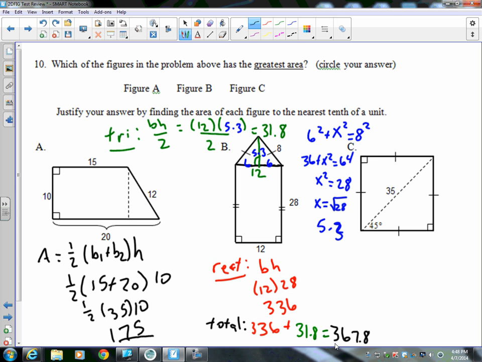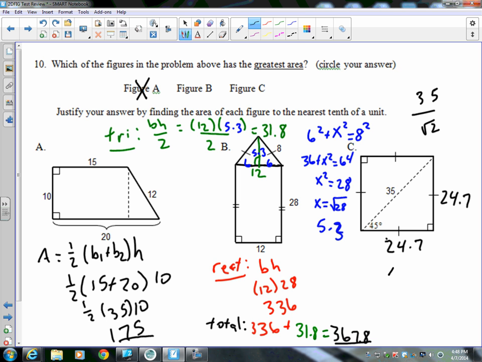So, given this, we know that it's going to be larger than this 175, so again, just like problem 9, we can mark out figure A. Figure C. In order to find figure C, we remember from the last time, from number 9, this side was 24.7. Again, we said it was 35 divided by the square root of 2, which in the calculator gives us 24.7. The side is also 24.7.